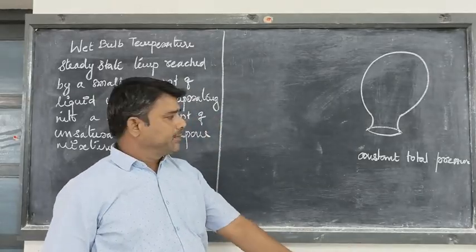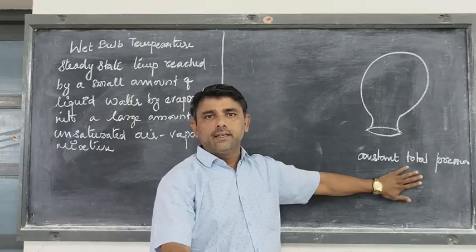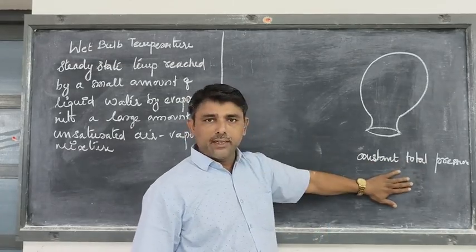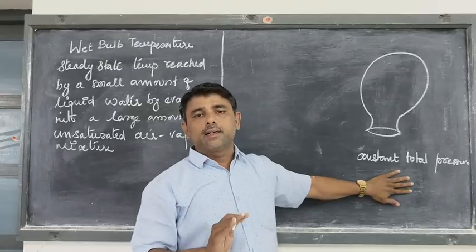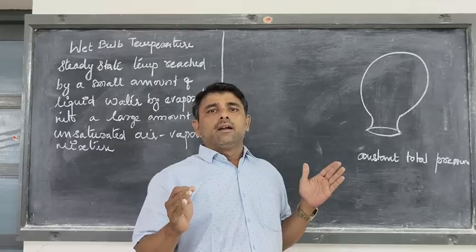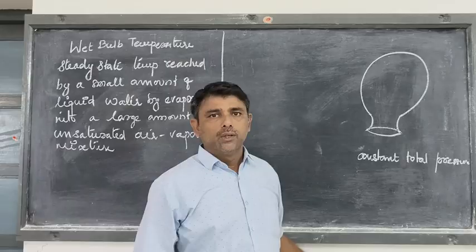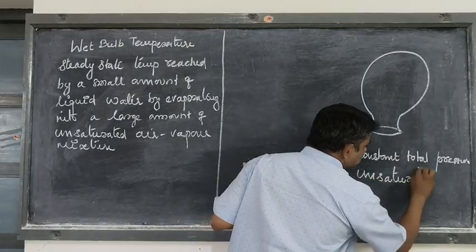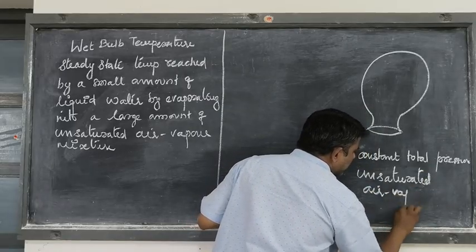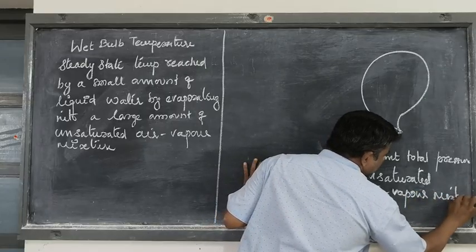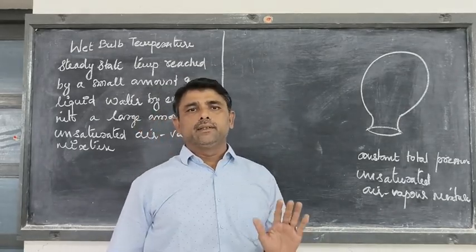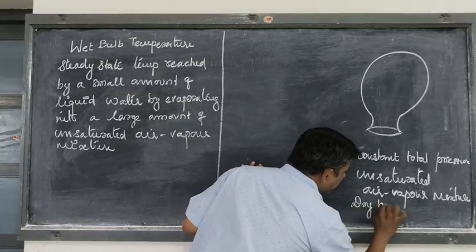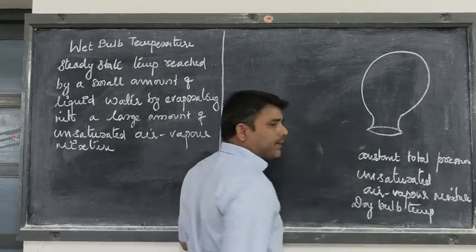Now, the atmospheric air at present condition is completely unsaturated. That means it needs still more water vapor; this air is not saturated with the water vapor present in it. So it is an unsaturated air vapor mixture. The temperature ordinarily measured by a thermometer is called the dry bulb temperature. This is the ordinary temperature of air.